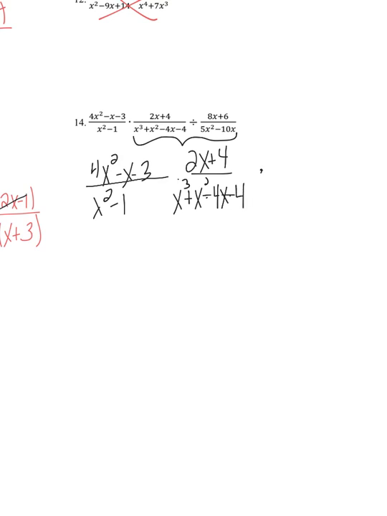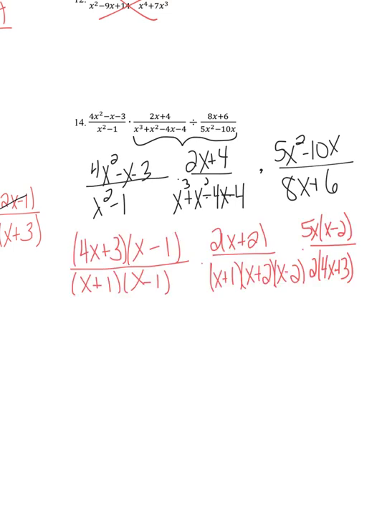And then change this to multiplication and flip this around. And now I'm going to do exactly what I just did before for multiplying. So I'm going to factor everything completely and then see what cancels out. Okay, so this is everything factored, and then when I go to cancel things, I have 4x plus 3's, x minus 1's, x plus 2, 2's, x minus 2, and I think that's it.